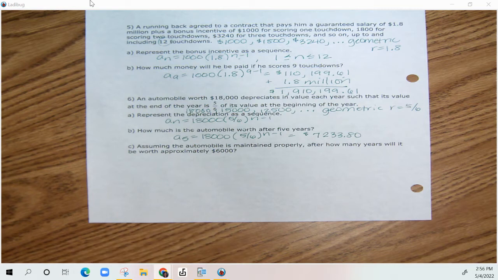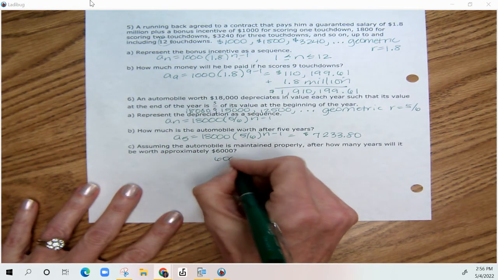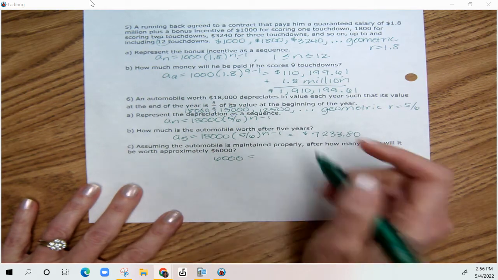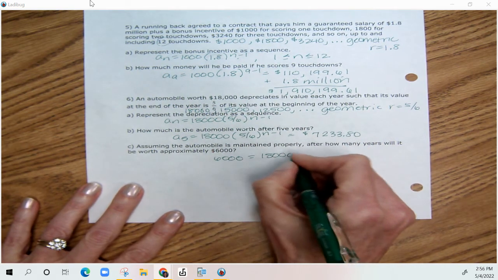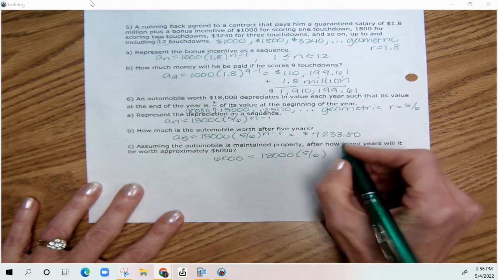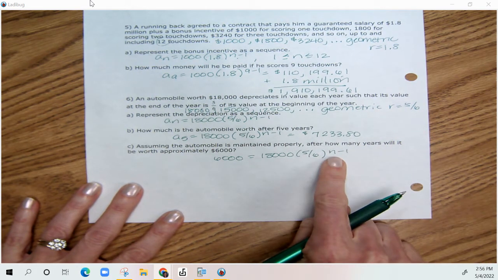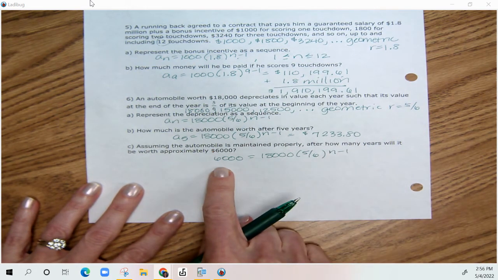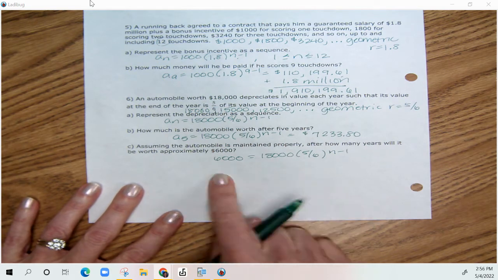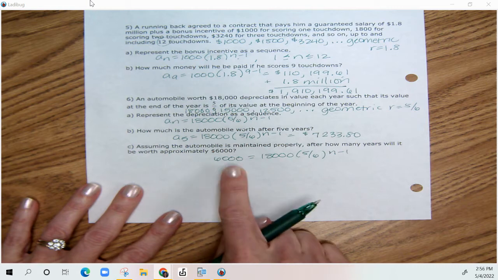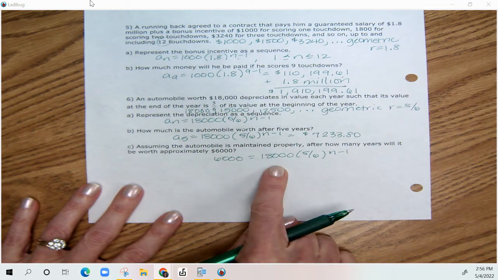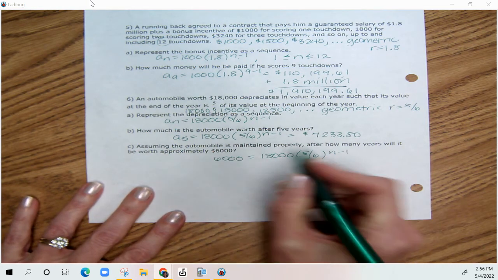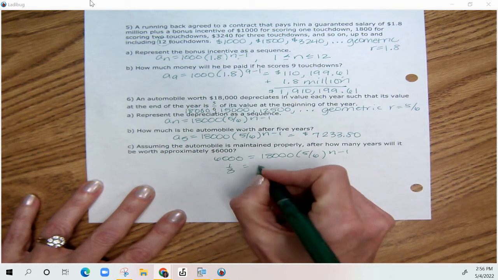Assuming the automobile is maintained properly, after how many years will it be approximately 6,000? Okay, so this is actually a little recall here. We know this value over here, and we know the beginning value, and we know what R is. We want to figure out what year gets closest to it being worth $6,000. So we have to solve this exponential equation. First you would divide both sides by 18,000. 6,000 divided by 18,000 would give you 1/3.